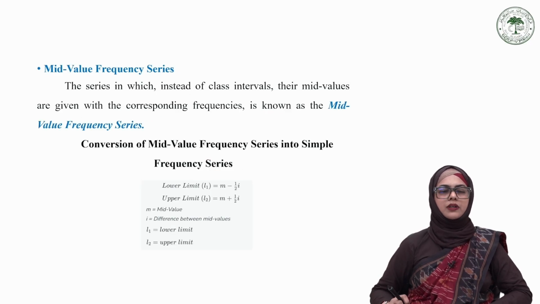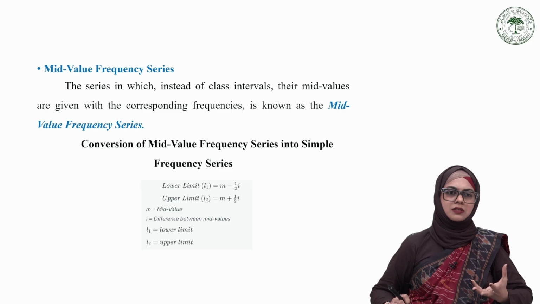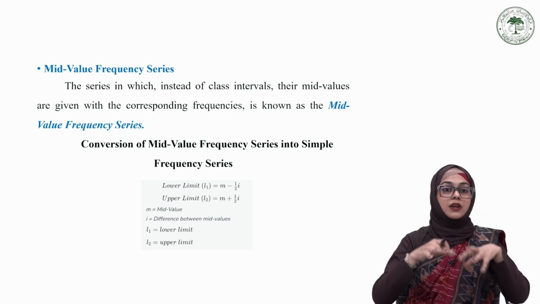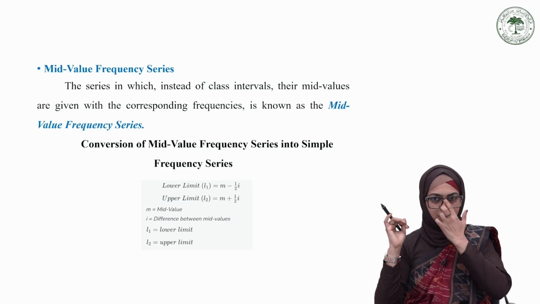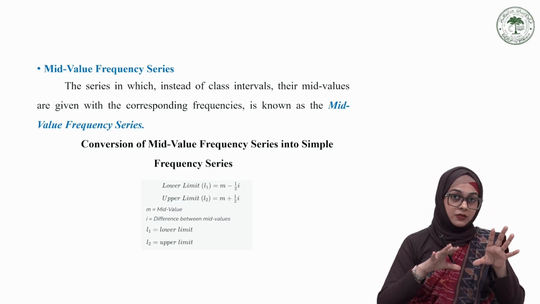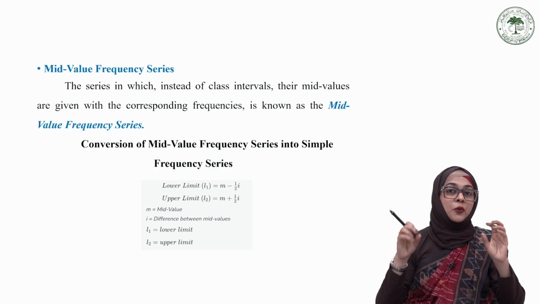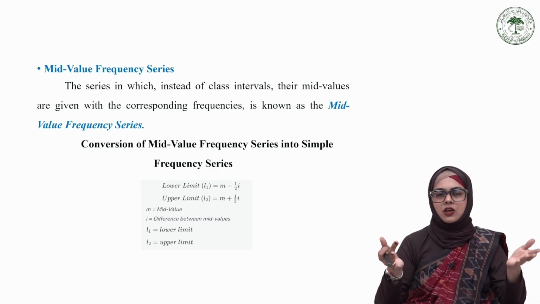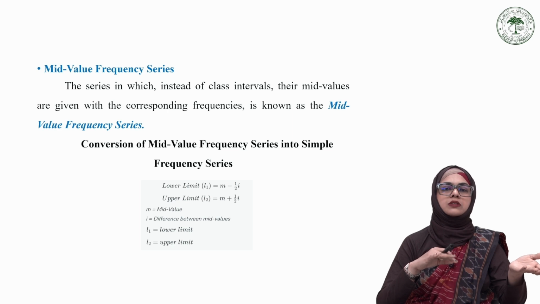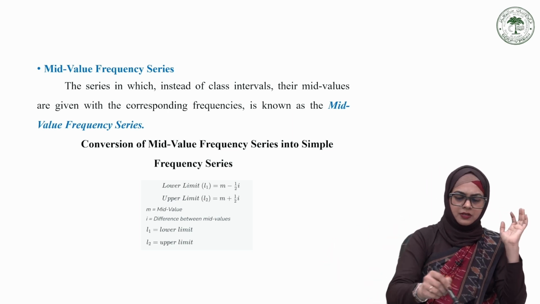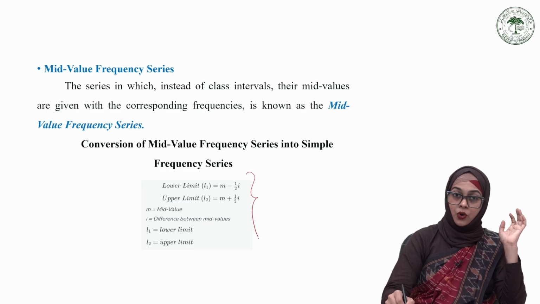Now comes a part where you have to record the mid-value frequency series. If the mid-values are given, how will you tabulate the data? It is a series in which, instead of class interval, there are no class intervals here, remember, only mid-values. So this is known as the mid-value frequency series. You have to convert the mid-value frequency into a simple frequency series. So how do you do that? This is the formula that you should know.